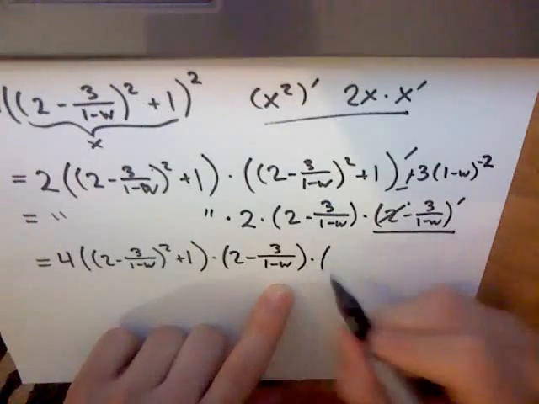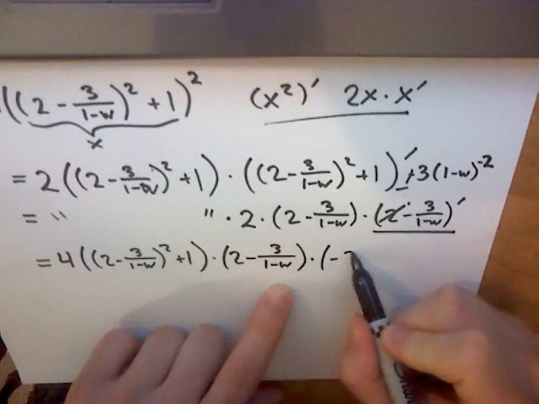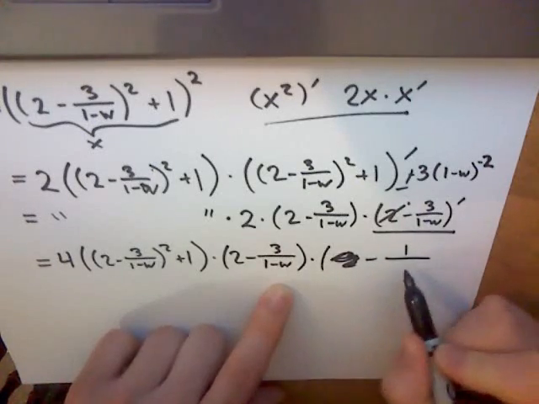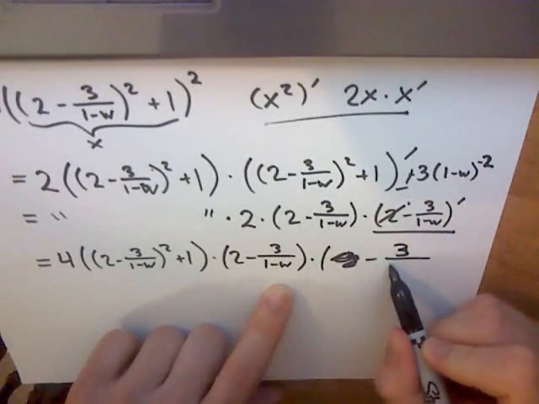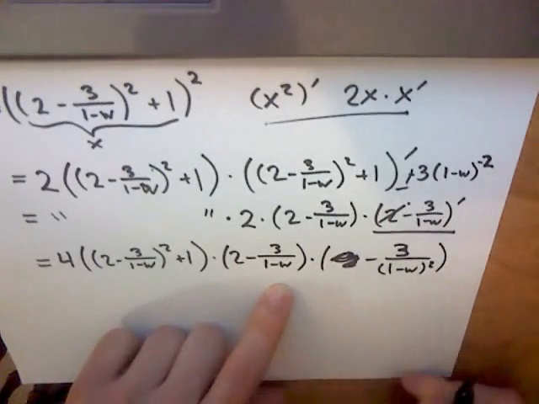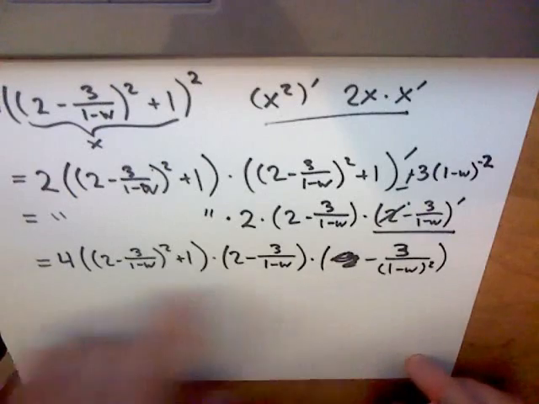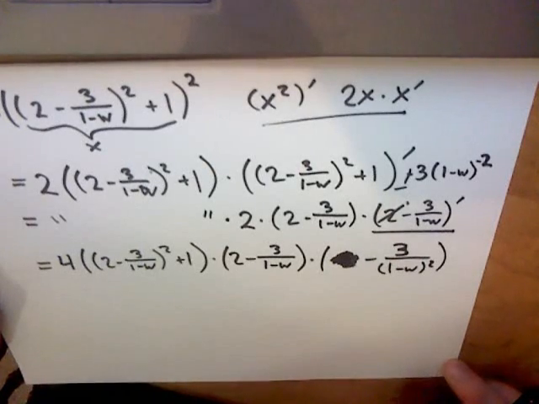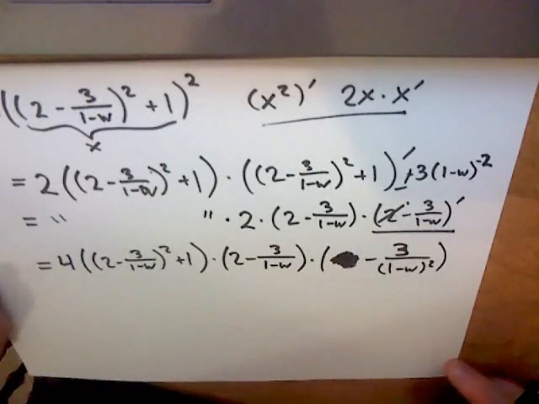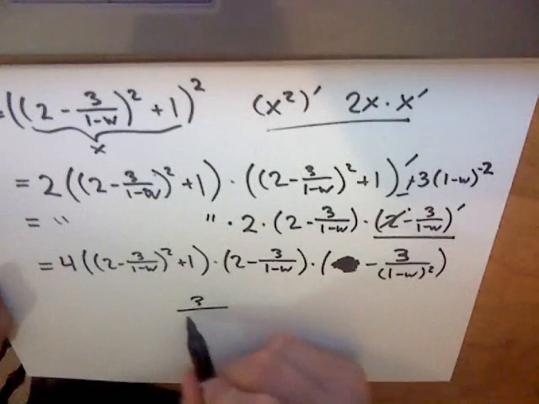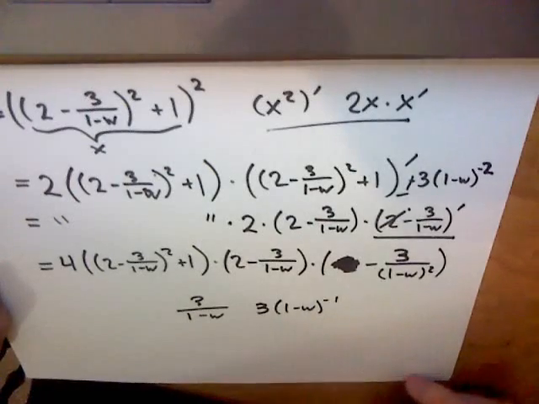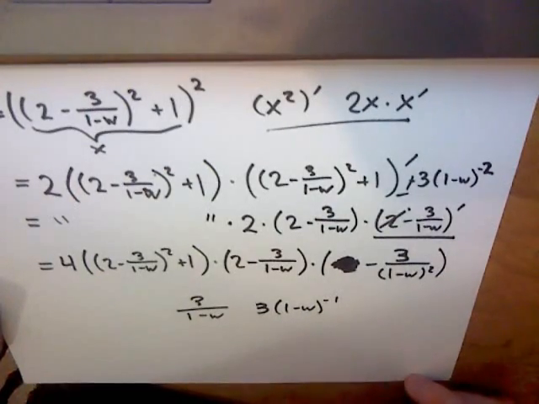So the derivative of this part is negative 3 over 1 minus w squared. And then you could simplify this a bit if you want, but that's basically the derivative. And the trick here was that you need to use chain rule 3 times, and writing 3 over 1 minus w as 3 times 1 minus w to the negative 1, and then just using the exponent rule is a way to simplify matters.